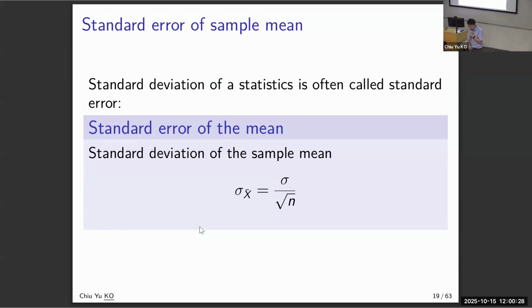But before we show the example of variance, let me talk about a special term which you often see. It's called standard error. Standard error is the standard deviation of a statistic. Standard error of the mean means the standard deviation of the sample mean. So what does it mean?